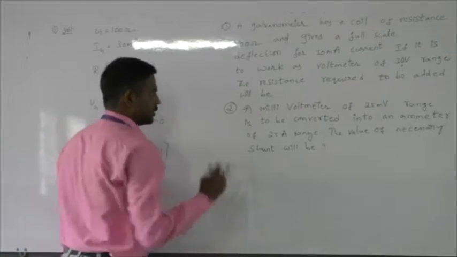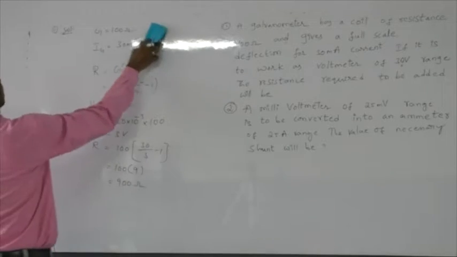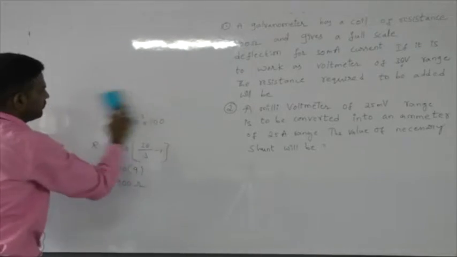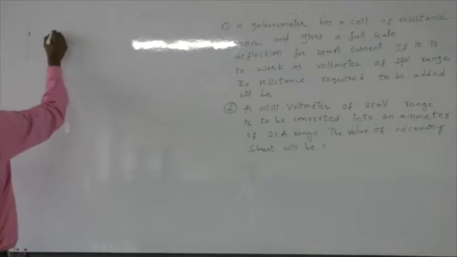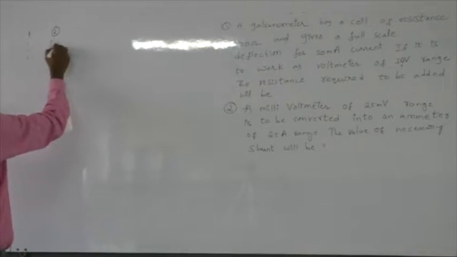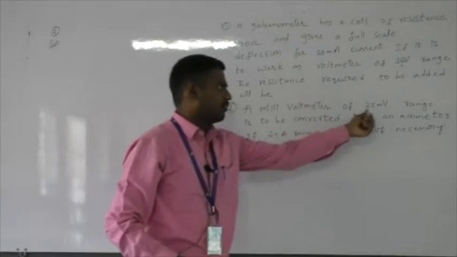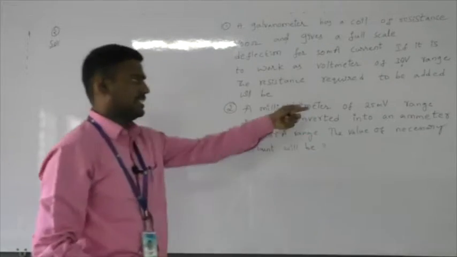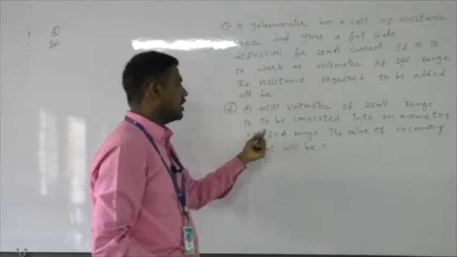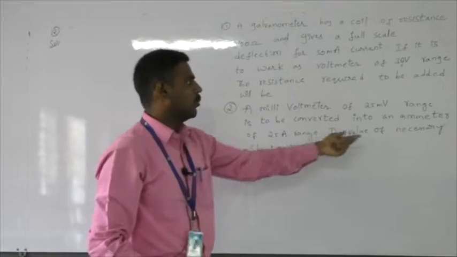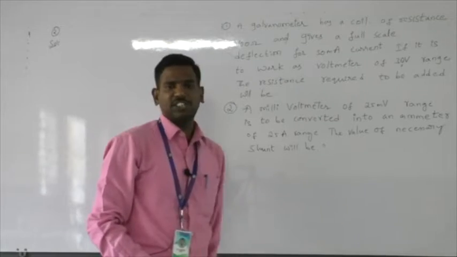Let us look at the second problem. A millivoltmeter of 25 millivolt range, the range they have given is 25 millivolt. It should be converted into an ammeter of 25 amperes range. What is the value of the necessary shunt resistance?